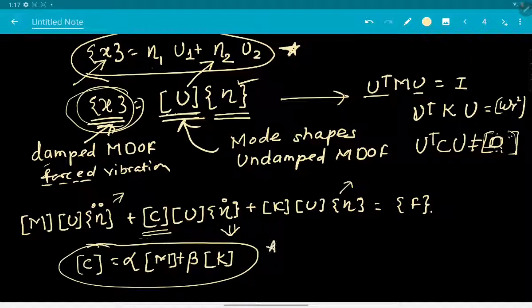Okay, so now your job is to find out the appropriate values of alpha and beta. And if you are able to do that, then obviously you will be able to replace this C by this combination. So we will not be writing C in this equation, but we will be writing alpha times M plus beta times K. So what will happen is that I'll get such a system. I'm pre-multiplying by U transpose M U, this eta double dot.